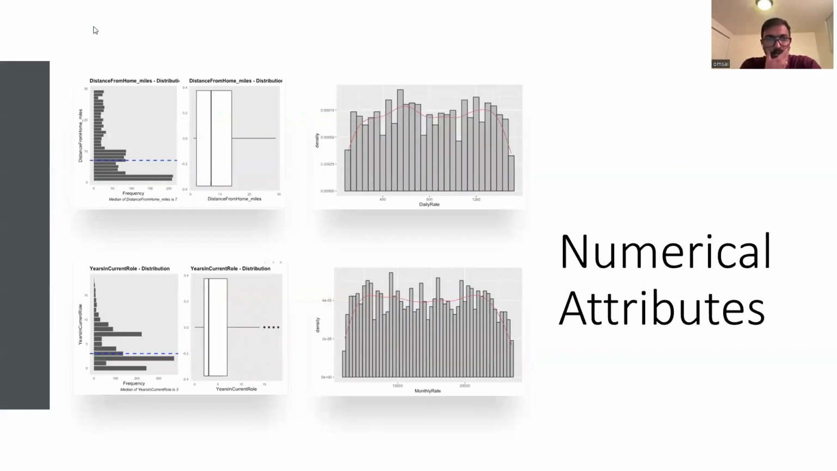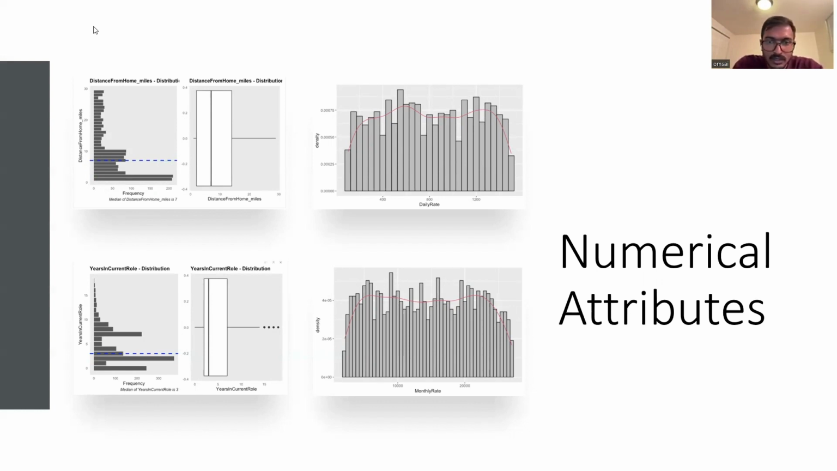Coming to the numerical attributes, we have observed the distance from home distribution to be somewhat skewed. From this distribution, we can say that most of the employees live very close to their workplace, and they don't have to travel so much distance to reach it. And the same with years in current role, most of the employees don't have so much experience. They have not been in this role for so many years.